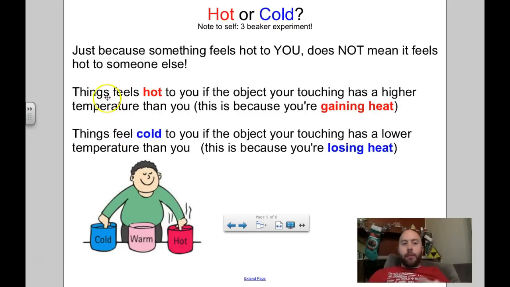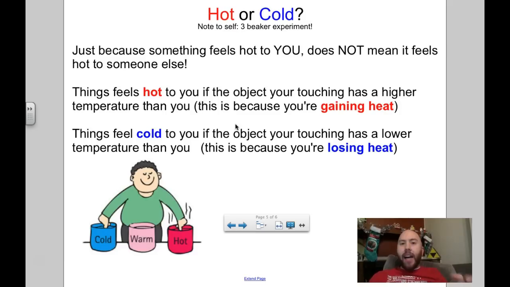I'll get to that in a second, but let me say this. Things feel hot if the object you are touching has a higher temperature than you. So again, if something feels hot, it's because that object has a higher temperature than you. This is because you are gaining that object's heat. You're gaining its heat. Things feel cold to you if the object you are touching has a lower temperature than you. And that's because you're losing heat.